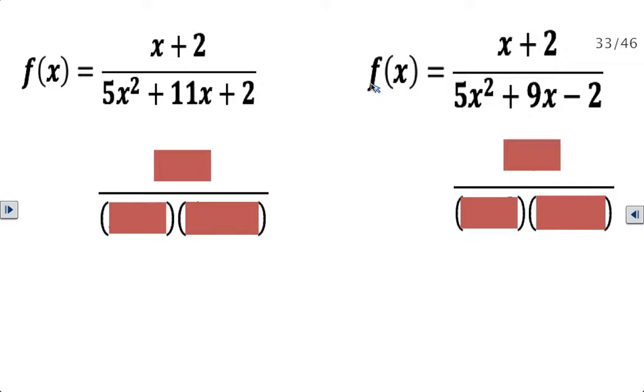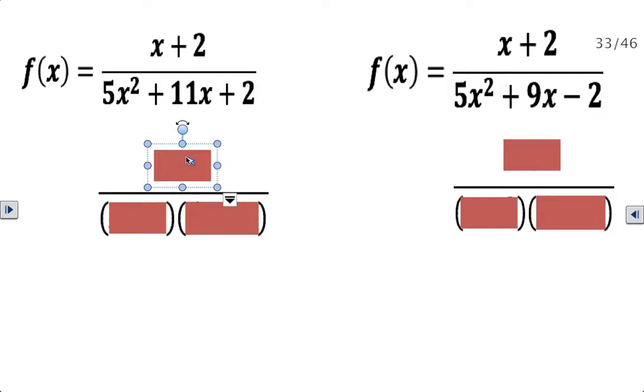Remember, on my tests, I always have several different versions, so you can't just write everything down for one of the equations and call it good. You have to know how to factor these, okay? And whenever you're graphing rational functions without a calculator, you always have to factor as much as you possibly can.